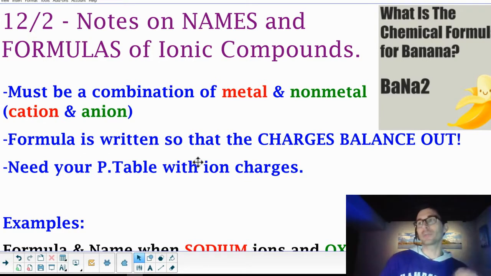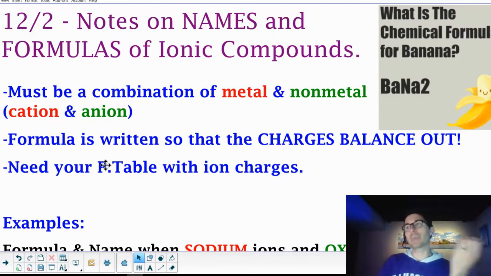The formula is written so that the charges balance out. Everything in life is about balance. I guess in Star Wars, the balance of the Force, with the Jedi and the Sith or whatever. Everything's about balancing. So if you have two positive charges in your compound, you need to have two negative charges to balance it out. It's just how it works.